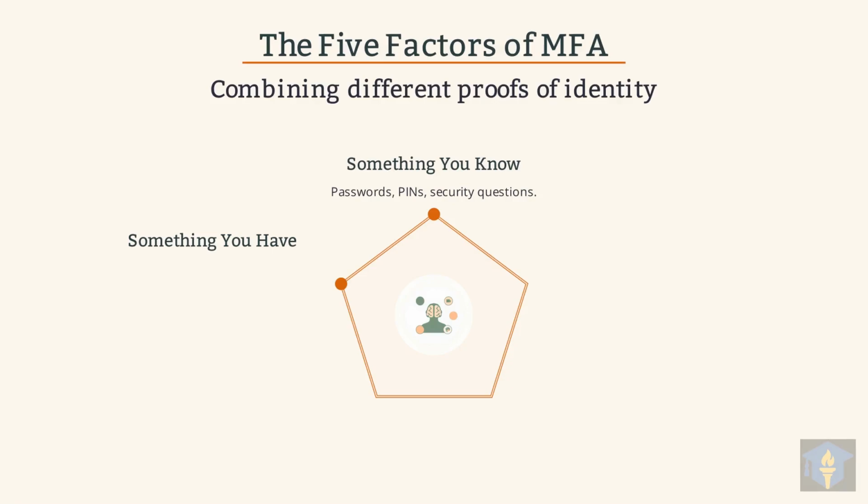Next, we have something you have, a physical item in your possession. Think of your smartphone, a hardware token, or even a smart card as examples here. Then there's something you are, which refers to your unique biological characteristics. This includes biometric data like your fingerprint, facial recognition, or an iris scan.